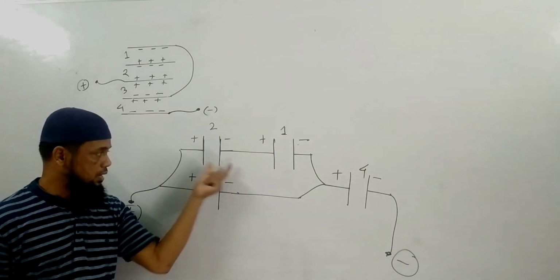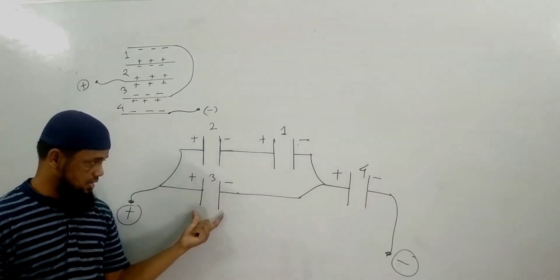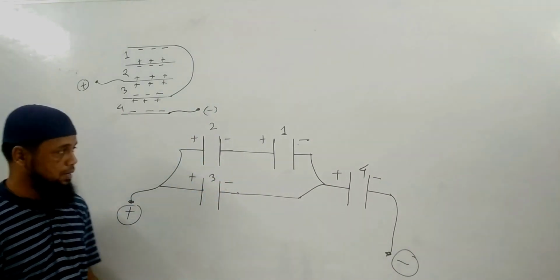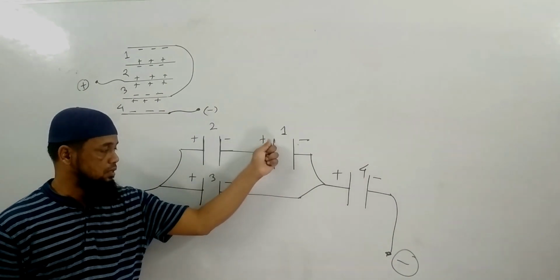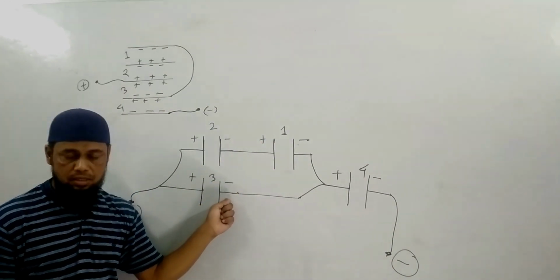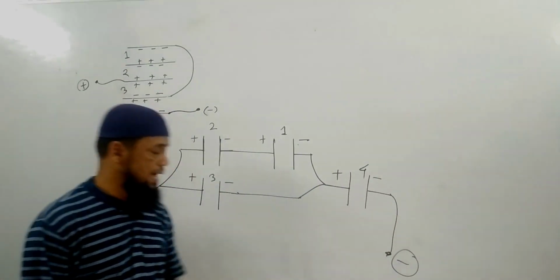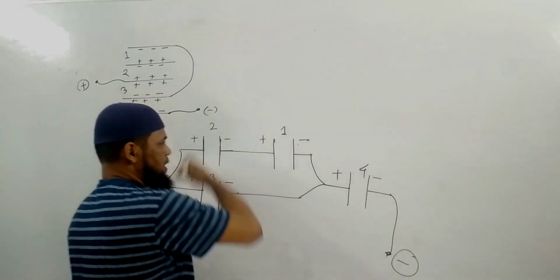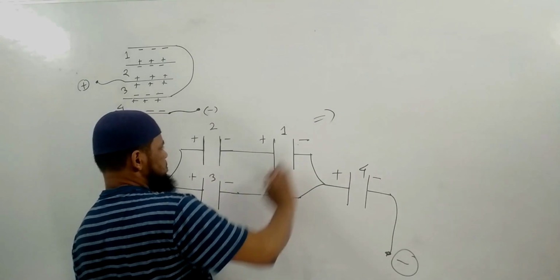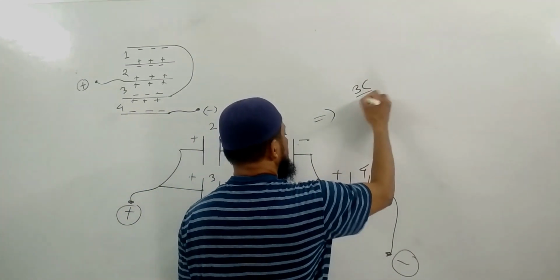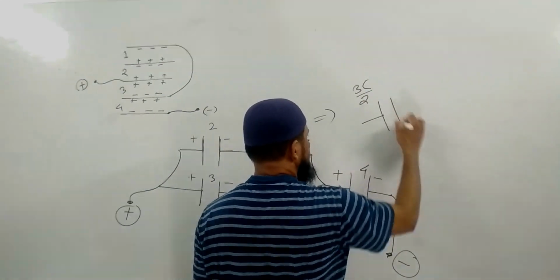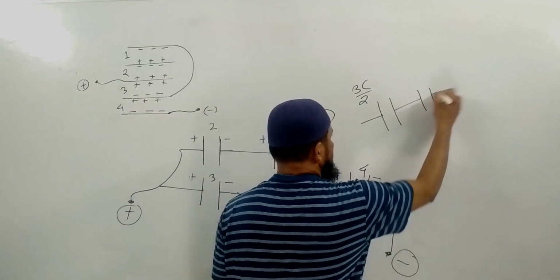Two are connected in parallel, then in series. This is what we have seen in the last part. So here C by 2, C by 2 and C in parallel, equivalent is 3C by 2. Now 3C by 2 and this particular part, we have done it many times. The equivalent of this particular part is 3C by 2.